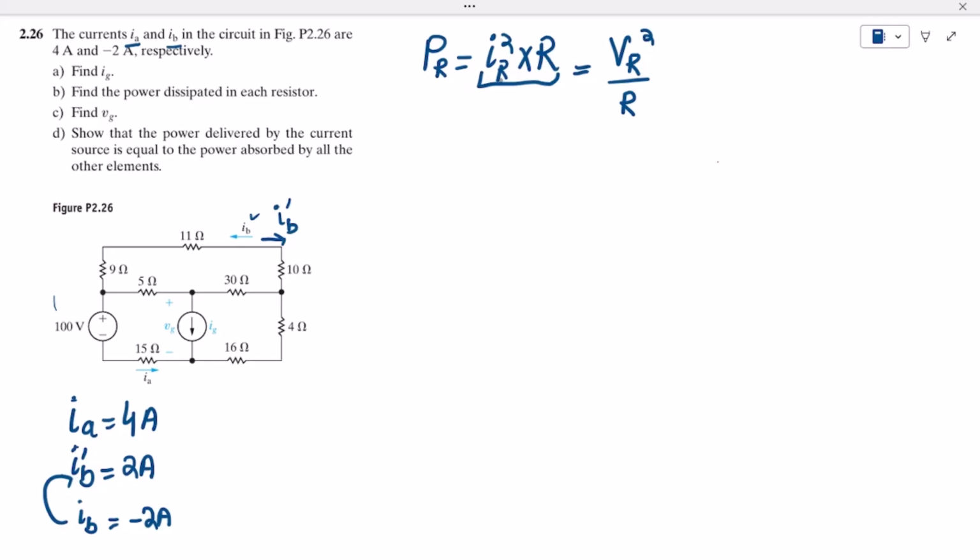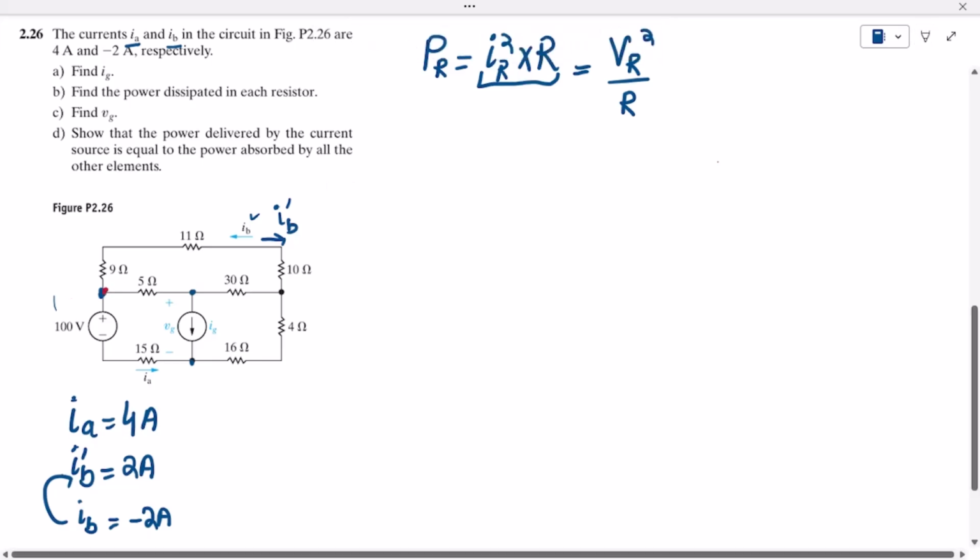What we have to find out are the currents in all of these resistors, and part D of it is to show that the power delivered by the current source is equal to the power absorbed by all the other elements. This means that this current source is the main power delivering element here. Okay, so now let us start, and first let me see what things are given. First of all, let me point out some voltages and currents here.